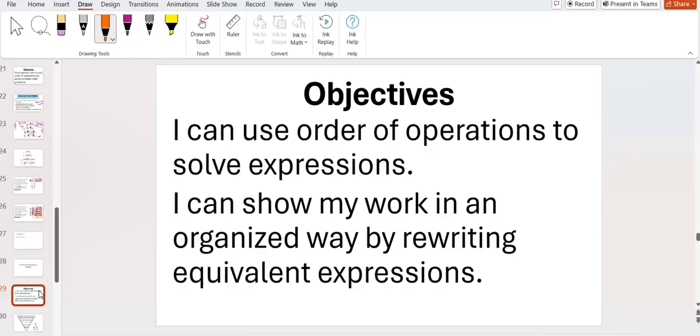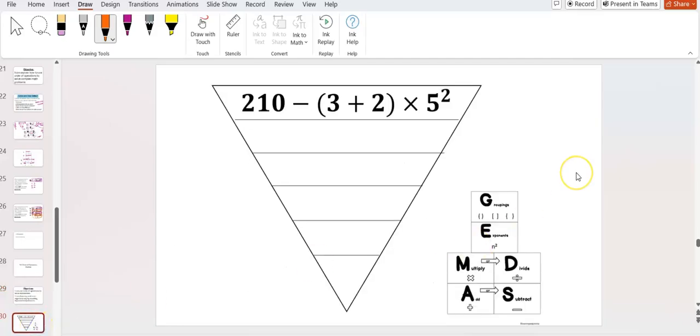So today we're going to use order of operations to solve expressions, and we're going to organize our work by rewriting equivalent expressions below the original expression. I'm going to show you what that looks like here. So here I have my little GEMDAS diagram so we can remind ourselves the order of operations, and I'm going to go ahead and work through the order.